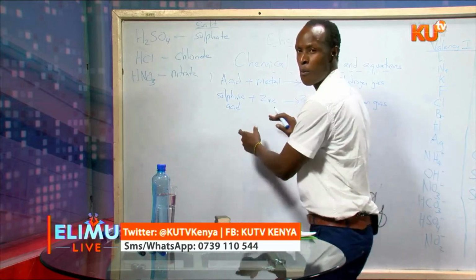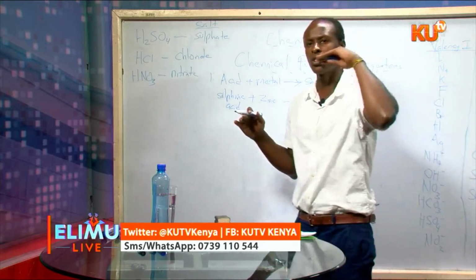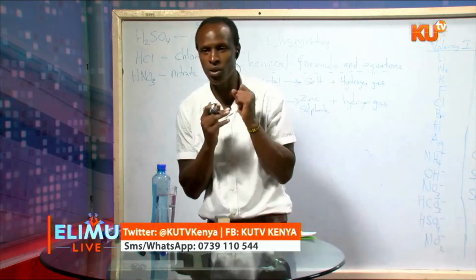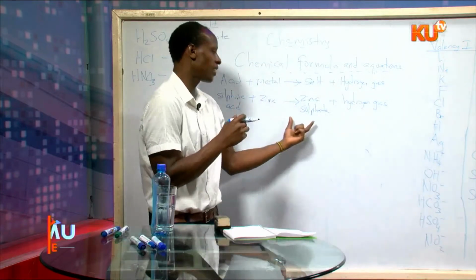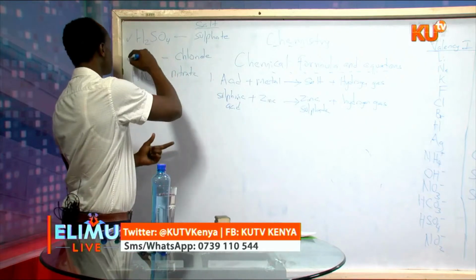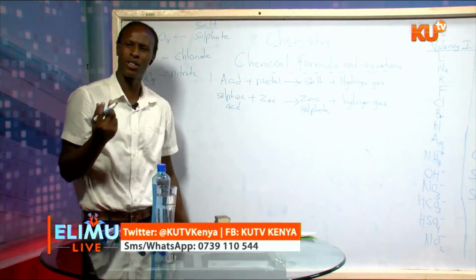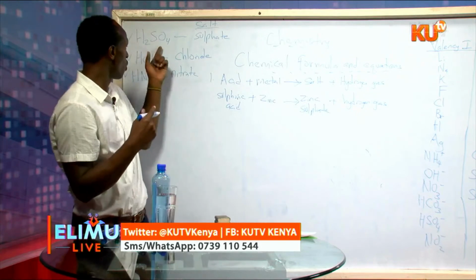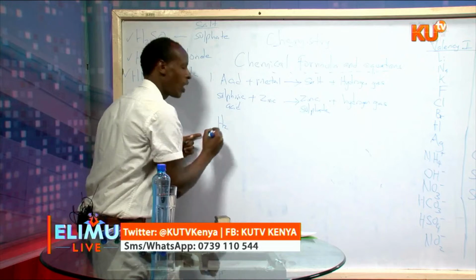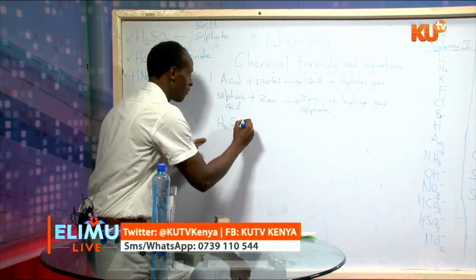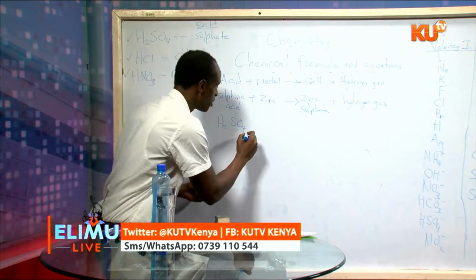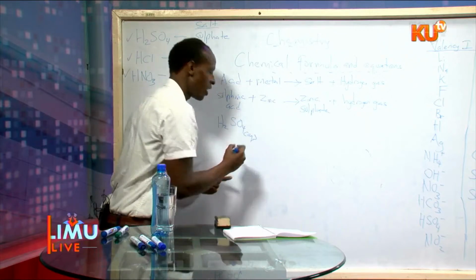This is for Form 1. Form 2 onwards, you're not supposed to write a word equation. You're supposed to write a chemical equation, and that's where we are heading. So let's write the chemical equation for this reaction. Of sulfuric acid, there are only 3 acids. Memorizing them is not rocket science. We know that sulfuric acid is H2SO4 because 2 hydrogens combine with 1 sulfate. And because it's a dilute acid, you have to put the state, aqueous solution, AQ.